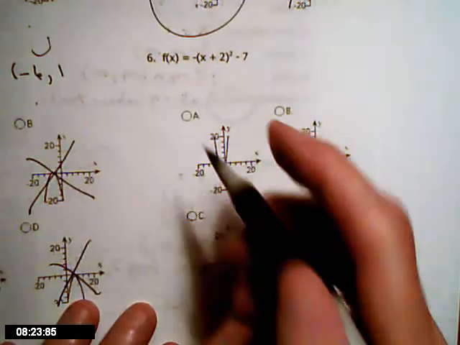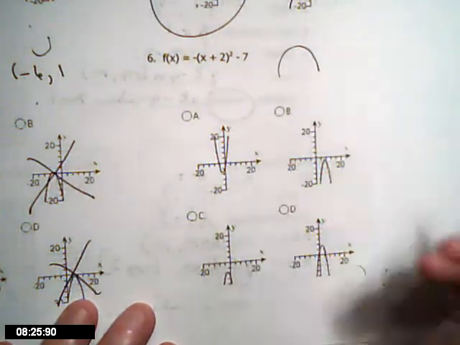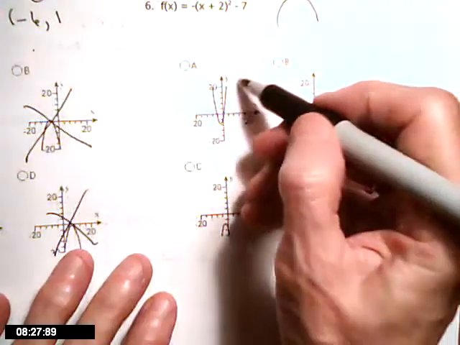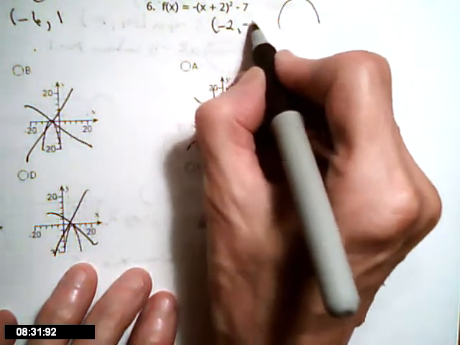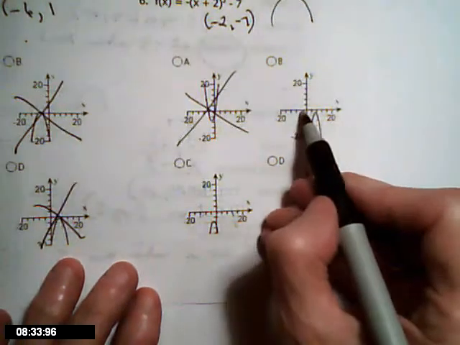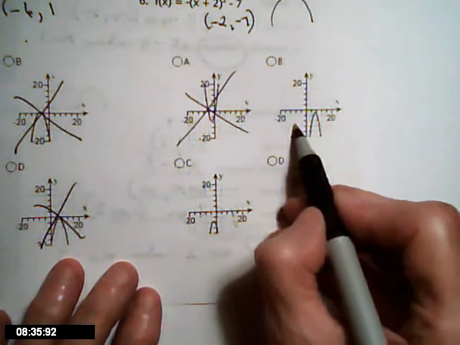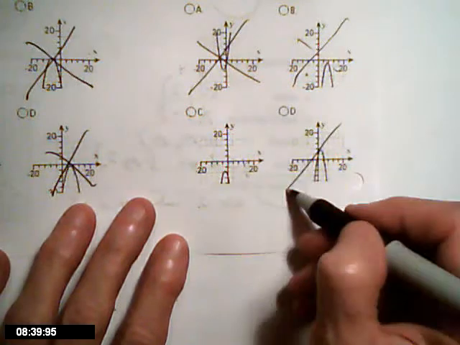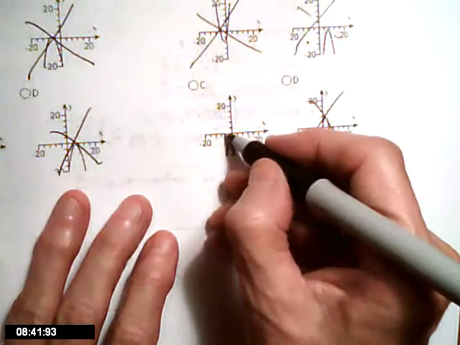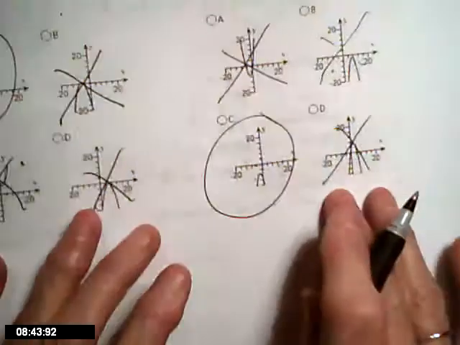And one more. Number 6, I have a negative. The graph turns down, so I'm going to disregard the up graph. I have a negative 2, negative 7 vertex. Negative 2, negative 7, it's not that one. Negative 2, negative 7, it's not that one. Negative 2, negative 7, it would be graph C.